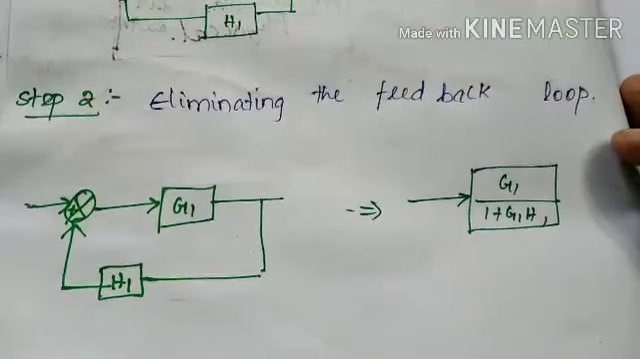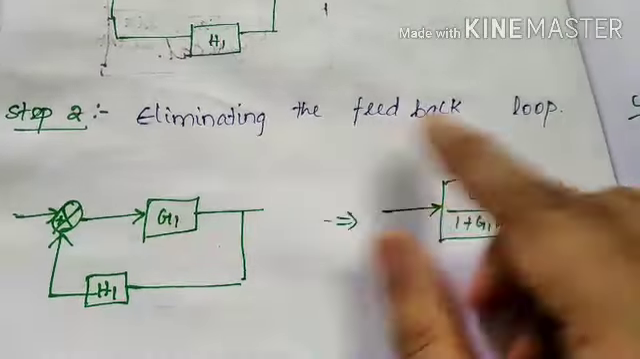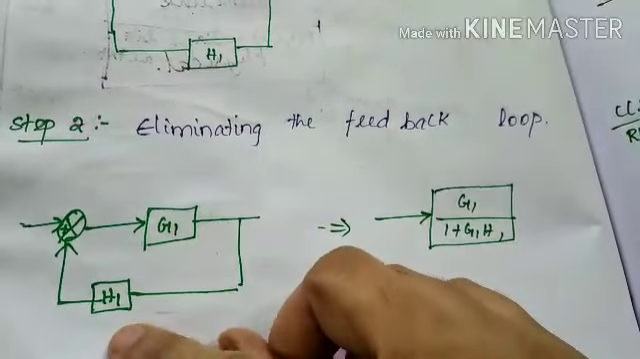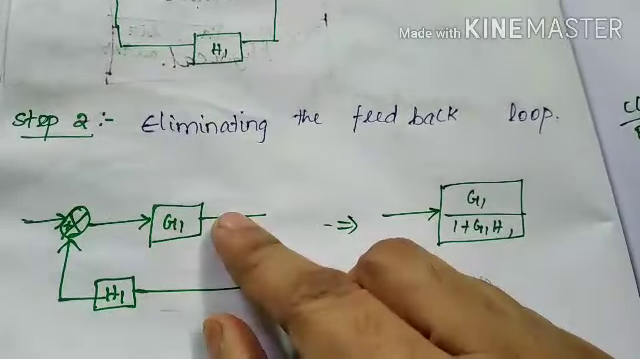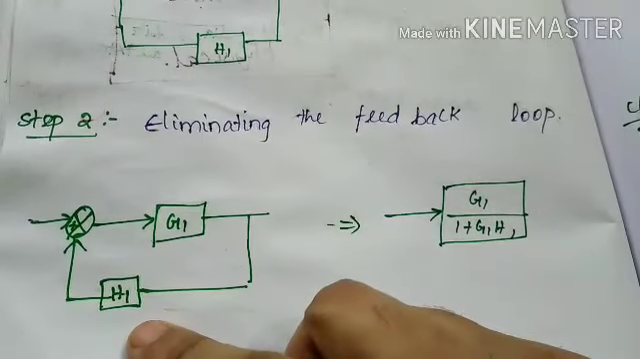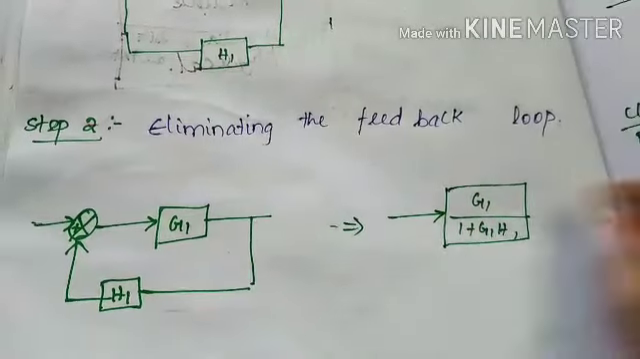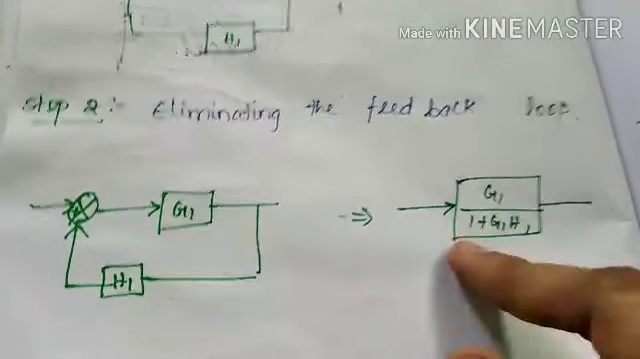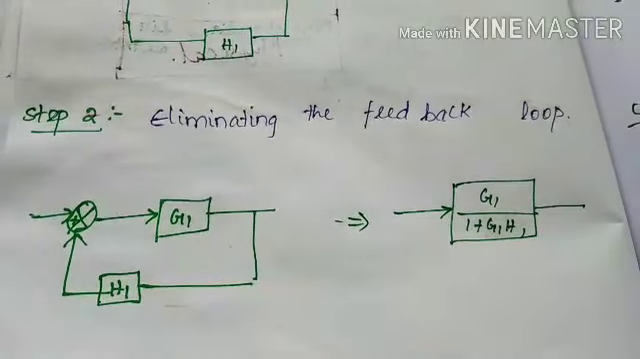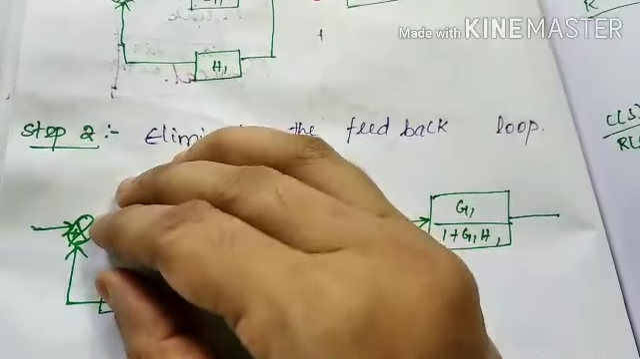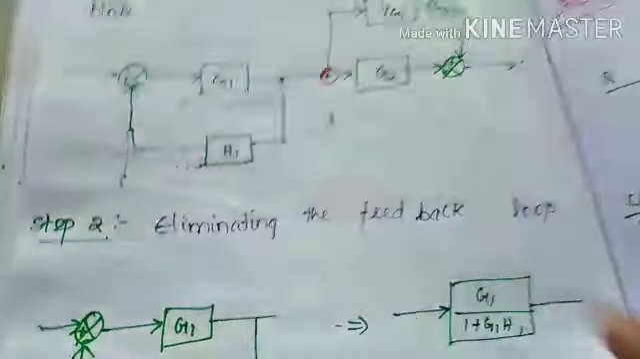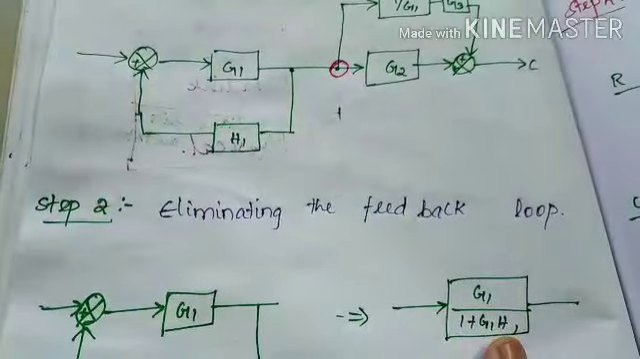See, the second step is to eliminate the feedback loop. What is the formula for eliminating the feedback loop? G1 and H1: G1 is the forward path gain and H1 is the feedback loop gain. So G1 by 1 plus G1 H1. So we need to replace this entire feedback loop with this block, right?